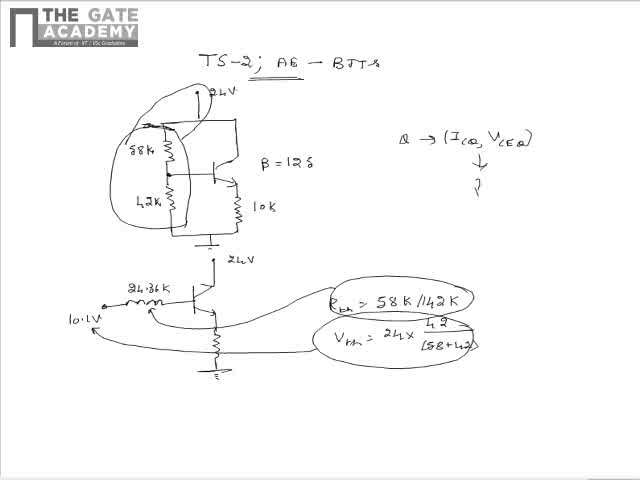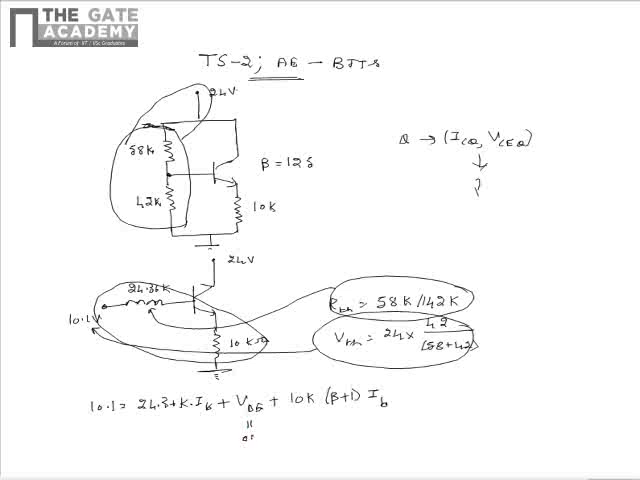Now from this we see that for finding the Q point, the circuit gets simplified as shown. Now upon applying KVL to the path or to the region marked in the figure, we see that 10.1 is equal to 24.36k multiplied by IB plus VBE plus 10k multiplied by beta plus 1 IB.